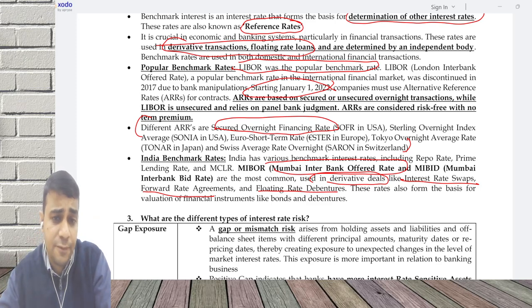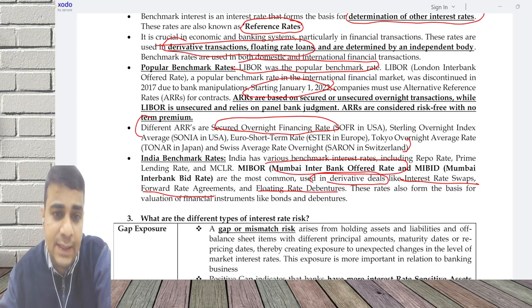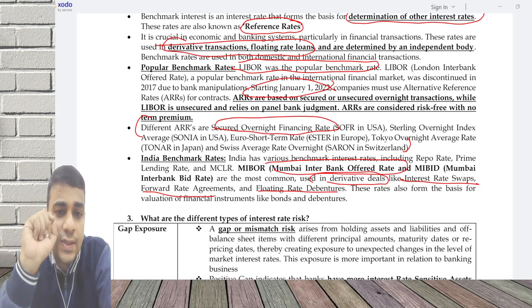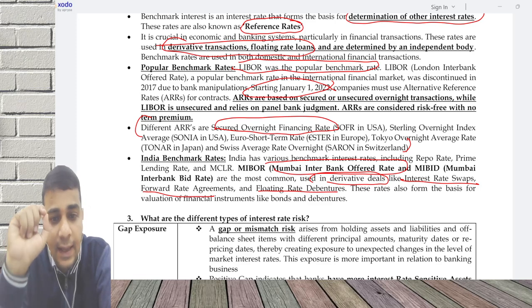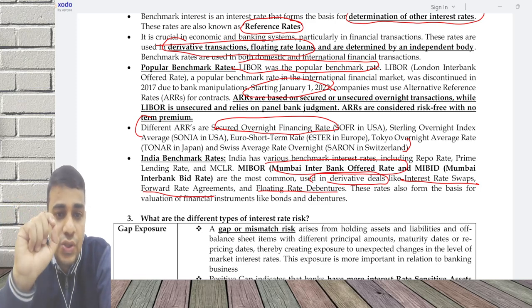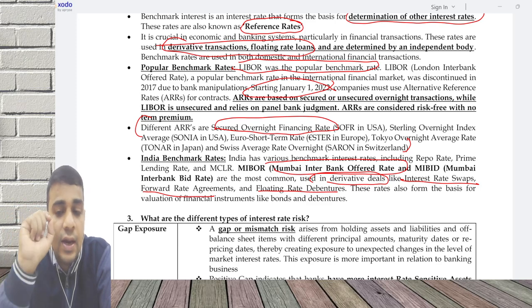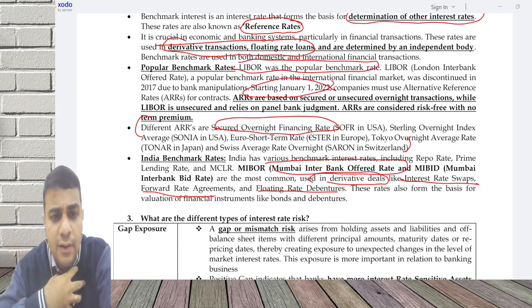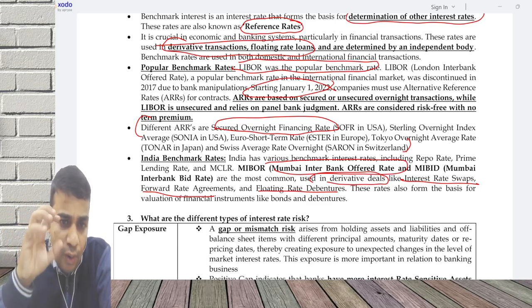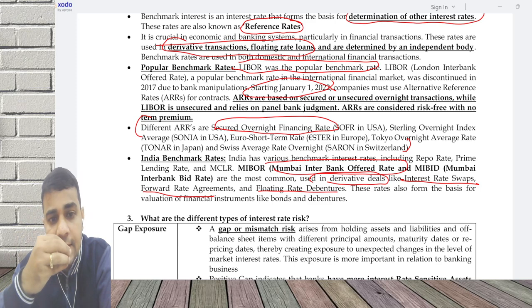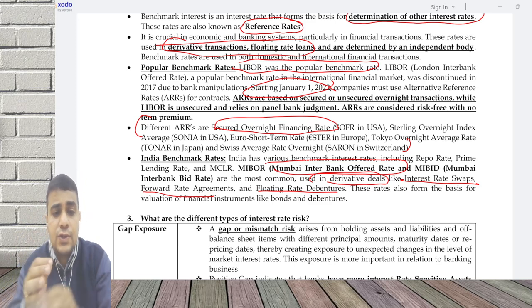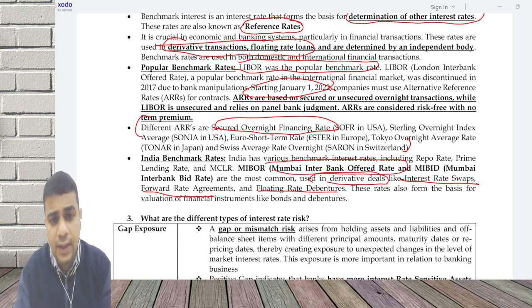What are the different types of interest rate risk? Let's first be very clear. What is interest rate risk? It is variation in my cash flow due to changes in interest rate. See, it's impossible for me to have control on interest rates. So as a company, or more from a bank point of view, it is impossible for us to have control on interest rates.